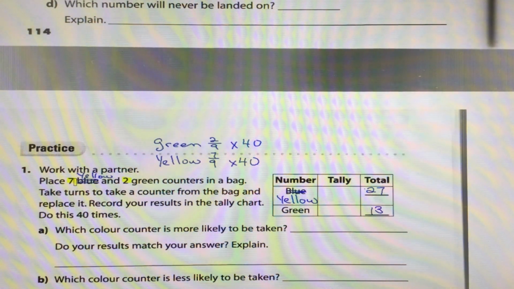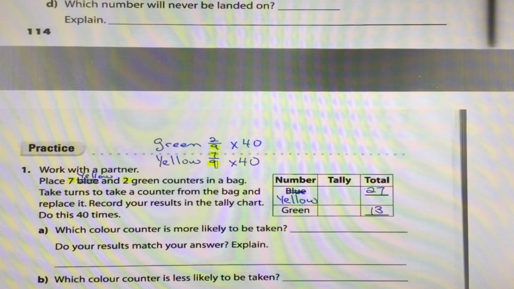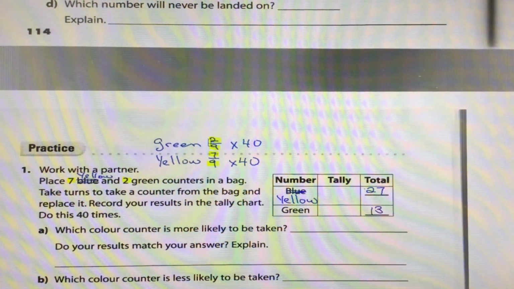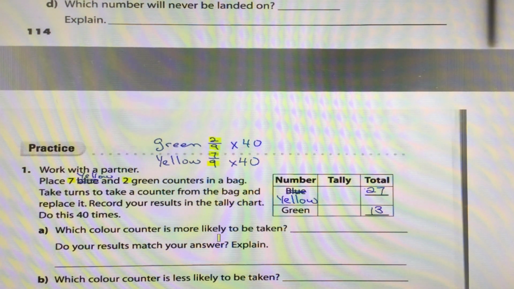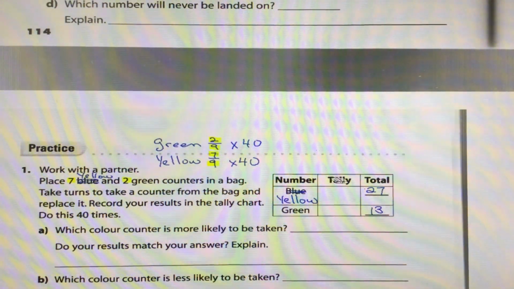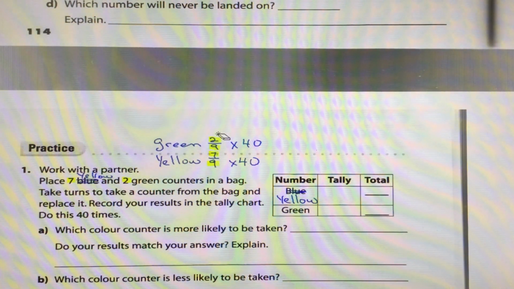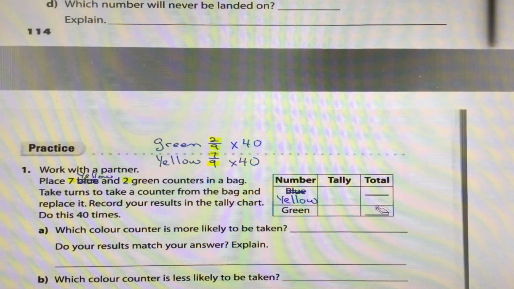So because there are 7 yellow and 2 green, there are 9 in total. But we would expect that we are going to get 7 out of the 9 being yellow. We're going to pull them more. And with only 2 out of the 9, that line again means out of or divided by, with only 2 out of 9, we're going to pull them a lot less. So this is an experiment we're going to do in class, and we will actually have these numbers gone. We're still going to have the yellow and green, but we won't have these numbers in there.